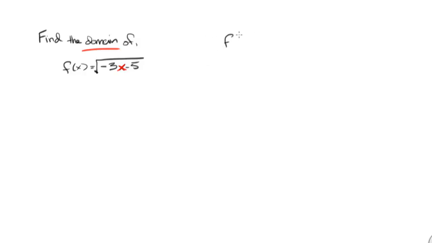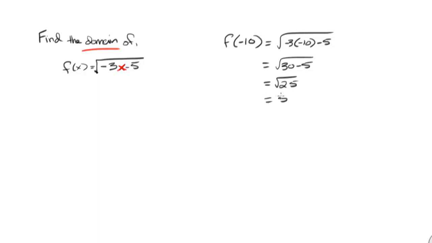If I plug in negative 10 into this function, what I'll get out is the square root of negative 3 times negative 10 minus 5, which will simplify down to the square root of 30 minus 5, which gets me the square root of 25, which equals 5. So what that showed me is that when I plug in negative 10 into this function, it gives me out a 5. Okay, so what we'd say is negative 10 is in the domain of this function. It gave me out a real result with no issues.